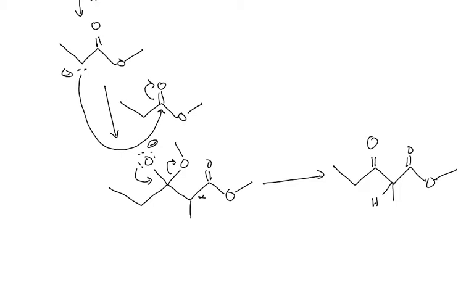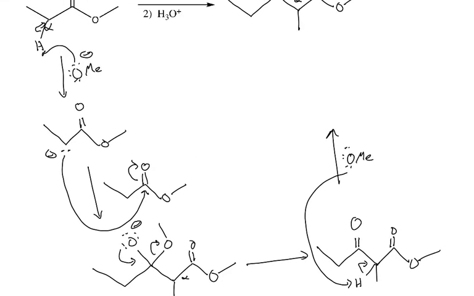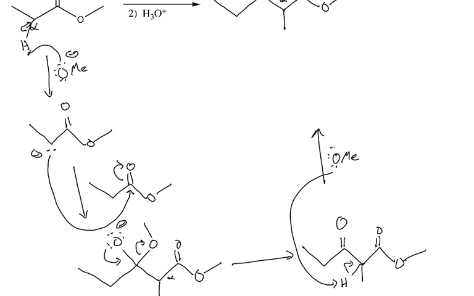All right, and then finally, well, I guess there are two more steps, right? Now, because we're in basic conditions, and this hydrogen is super acidic because the ion that's going to be formed is going to be stabilized by being able to spread the negative charge on both of those oxygen atoms, the strongly basic conditions are going to pop off that hydrogen, and give us this ion. Oops. Switch back to the pen here.